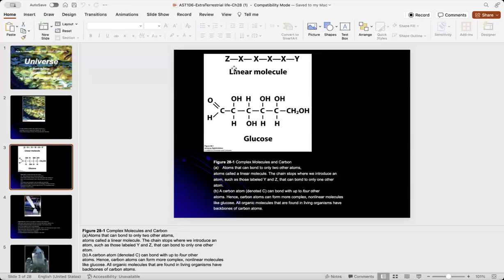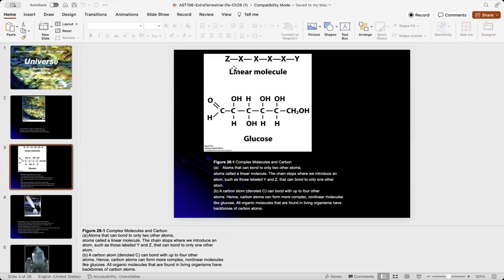However, carbon, which can make four bonds, can have a chain, and it can also connect to oxygen and hydroxyl groups. And these are what form the complex molecules of carbon, the organic molecules. So Earth is a carbon-based life.